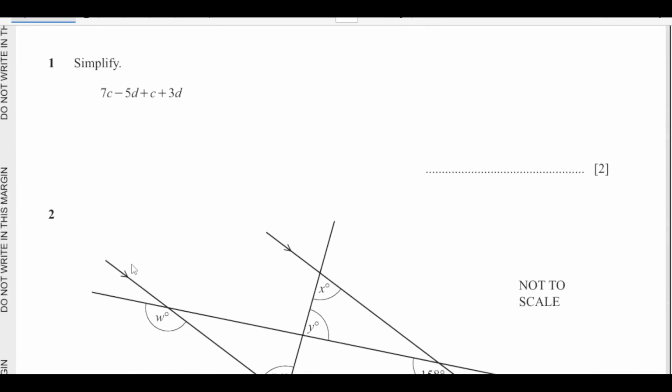The first question: simplify 7c minus 5d plus c plus 3d. We are going to combine the like terms. Here we have 7c plus c, that is 8c, then negative 5d and positive 3d. The 5 is greater, so with the negative sign we subtract and get 2d. So this is 8c minus 2d.